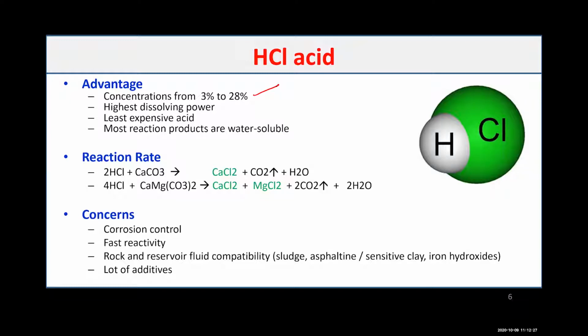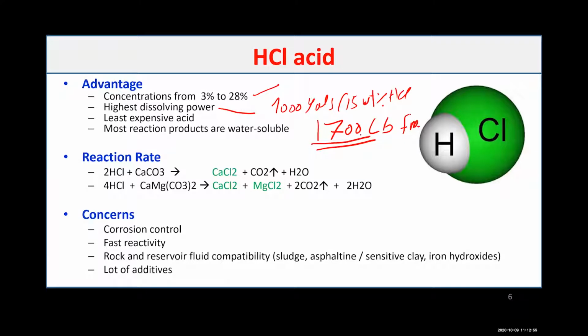And the most important part is dissolving power. HCl has really high dissolving power. Like, 1,000 gallons of 15% HCl can dissolve 1,700 pounds of carbonate formation.